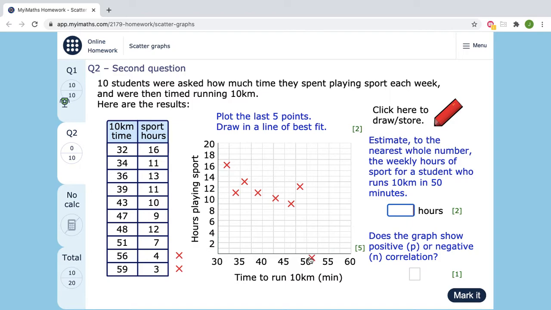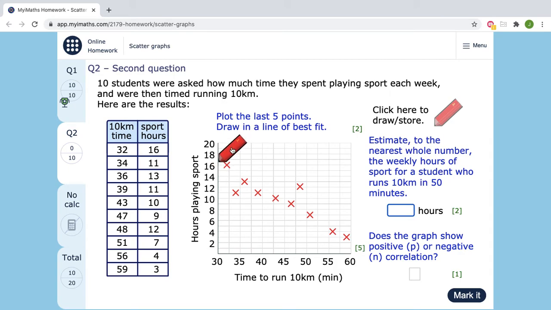51, 7. So 51 is going to be about there, and 1, 2, 3, 4, 5, 6, 7. Okay, I'm happy with that. 56, 4. 56 is about there. 1, 2, 3, 4. And 59, 3. So 59 is about there, and 3. Okay, draw a line of best fit.